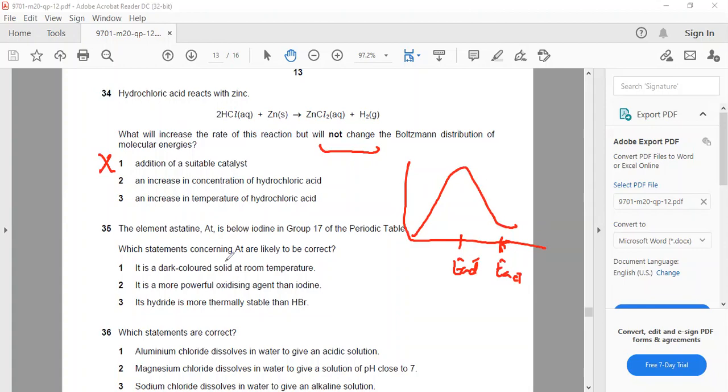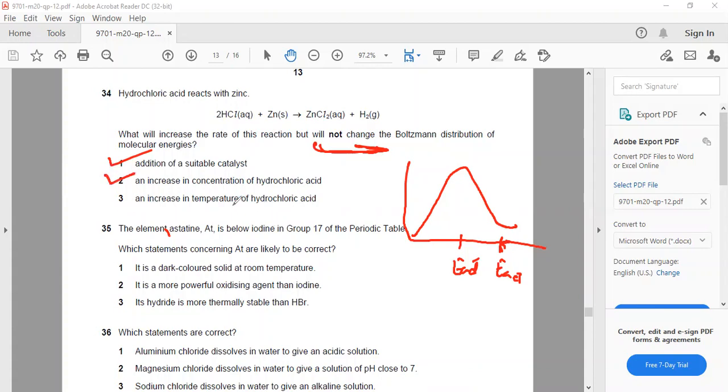So this is correct. Addition of catalyst does not change the Boltzmann distribution curve. Yes, it does not change. If you increase the concentration, the distribution will be almost similar. If you increase more particles, it will also not change.